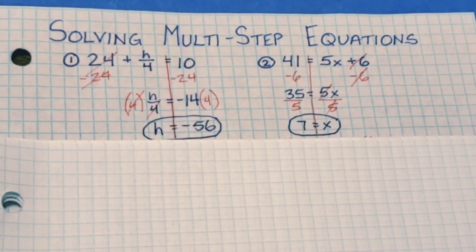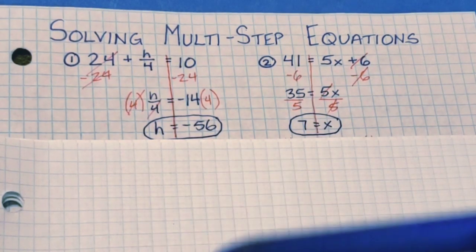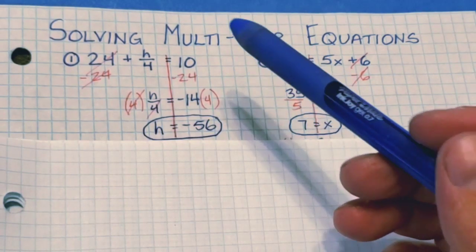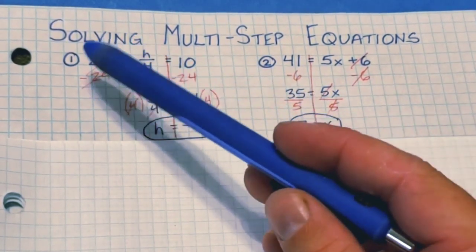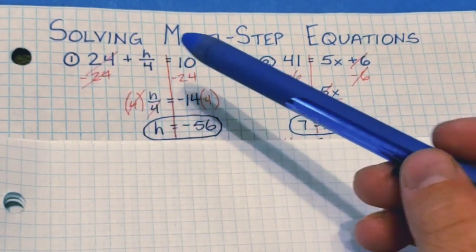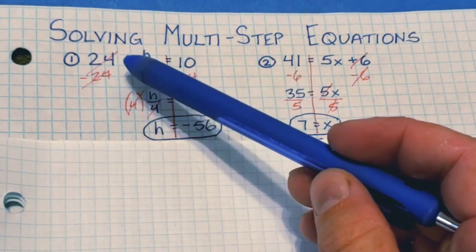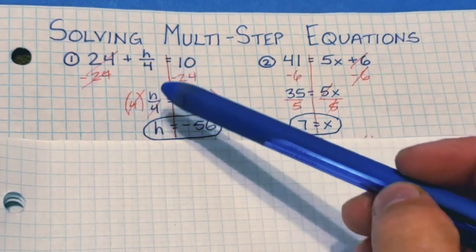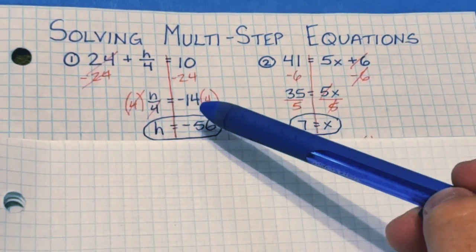Here are the answers to those 4 review questions. For the first one, we have 24 plus h divided by 4 equals 10. So you always start by undoing the constant first. That's this positive 24. So we subtract 24 from both sides. 24 minus 24, those cancel out. You bring down the positive h divided by 4, and 10 minus 24 is negative 14.